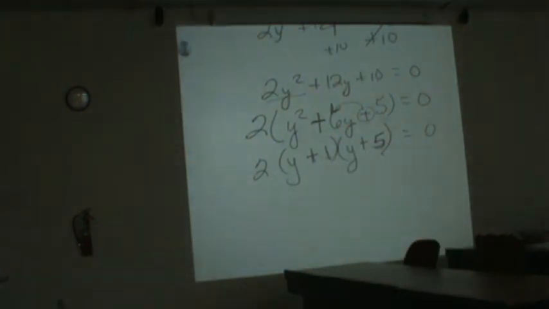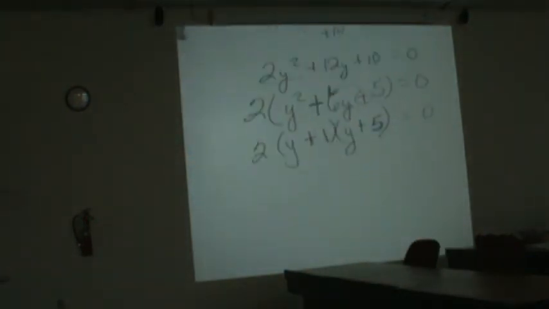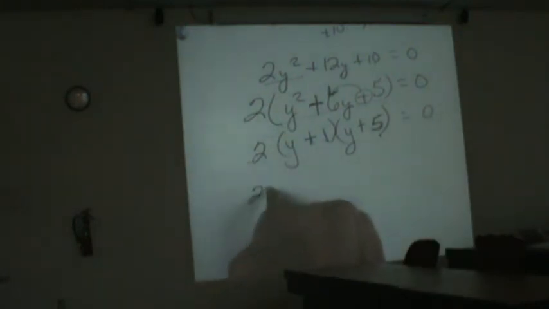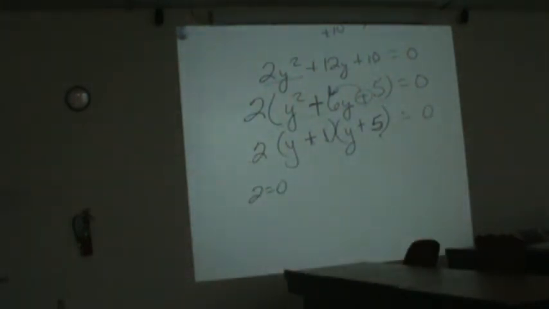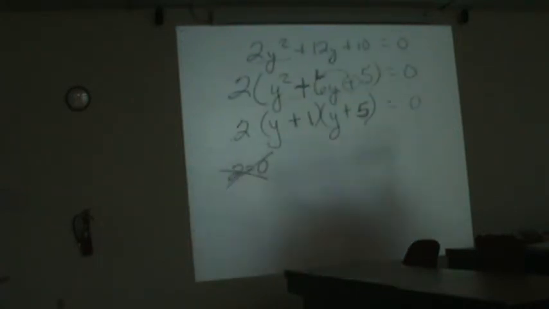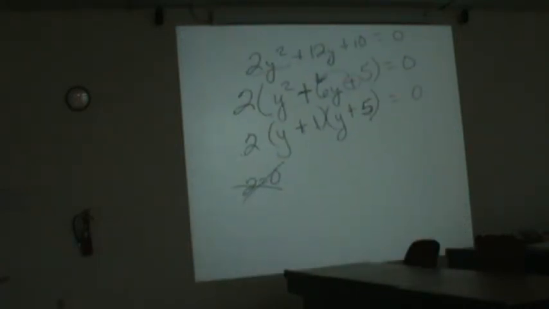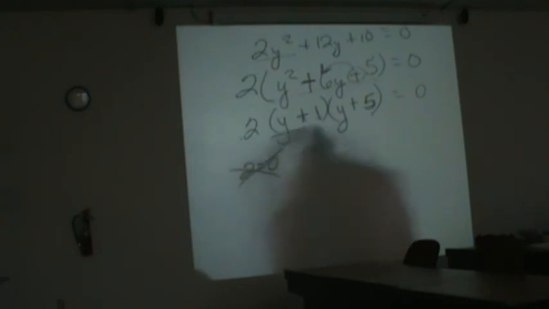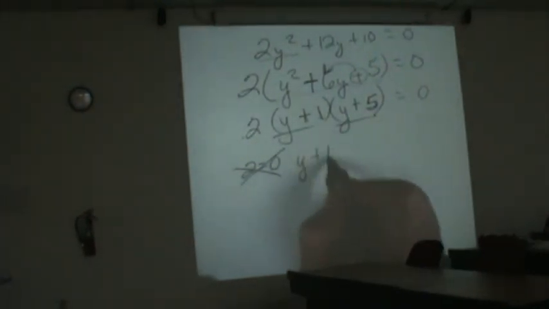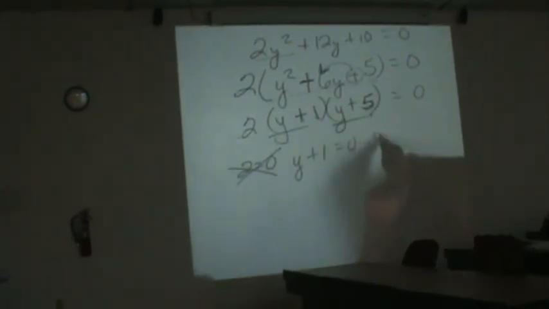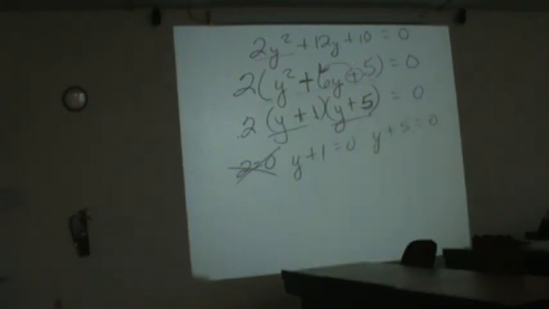Okay, set each factor equal to 0. 2 equals 0? Well, that can't happen, right? So that one doesn't give you an answer. If it said 2x equals 0, it would give you an answer, but just 2 equals 0, you just get rid of that. Set each one of these equal to 0, and y plus 5 equals 0.